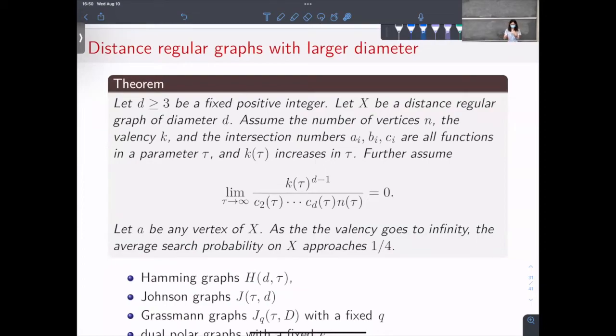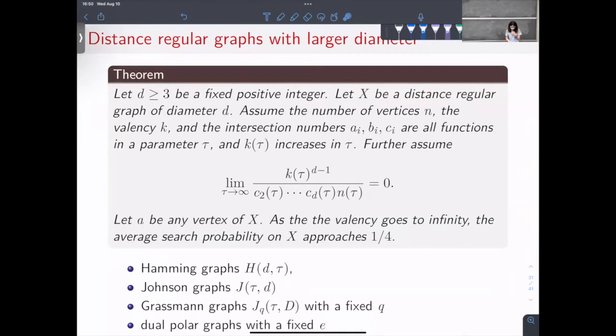So here's the theorem. For larger diameters, I only care about the largest eigenvalue, and if all the parameters depend on tau, and let's say the valency increases in tau, then we can impose a mild condition on these parameters to ensure the average search probability approaches 1/4. And the condition is k to the d minus 1 over the number of vertices and over the product of the c_i's converges to 0 as tau goes to infinity. In particular, if you have this ratio going to 0, then we are good.